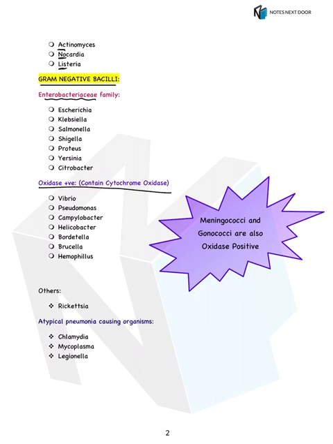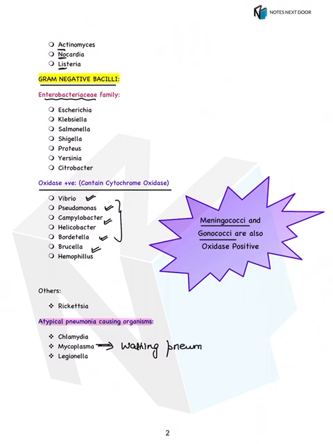Now coming on to the organisms that are oxidase positive. Almost all the organisms in the family Enterobacteriaceae are oxidase negative, while Vibrio, Pseudomonas, Campylobacter, Bordetella pertussis, Brucella are oxidase positive. Meningococci and gonococci, the gram negative cocci, are also oxidase positive. Now there are some atypical organisms causing pneumonia. The typical famous one is Mycoplasma, also known as walking pneumonia. Then there may be Chlamydia or Legionella infection that causes pneumonia.